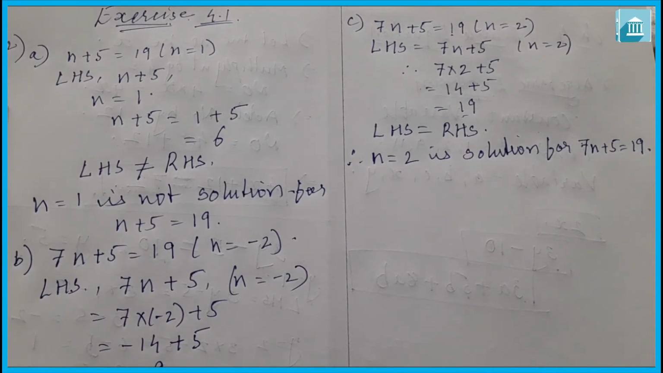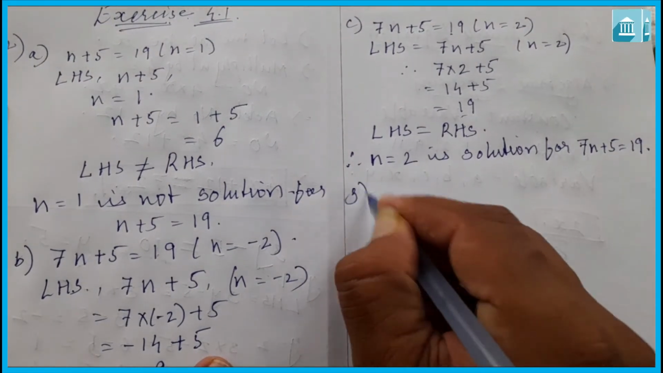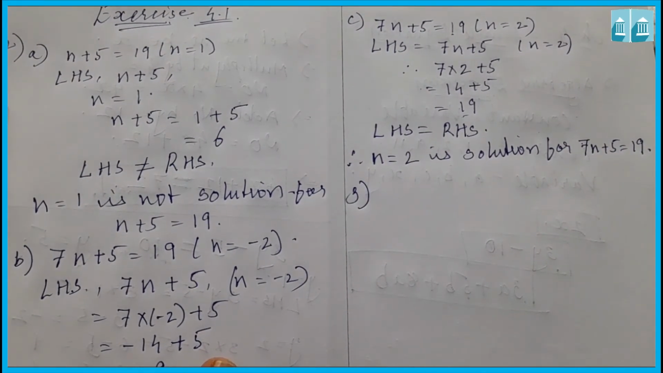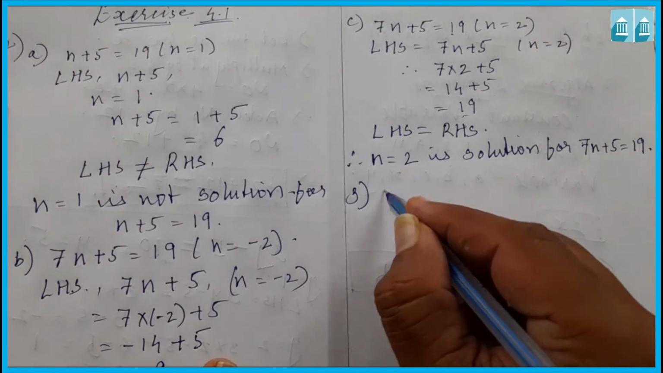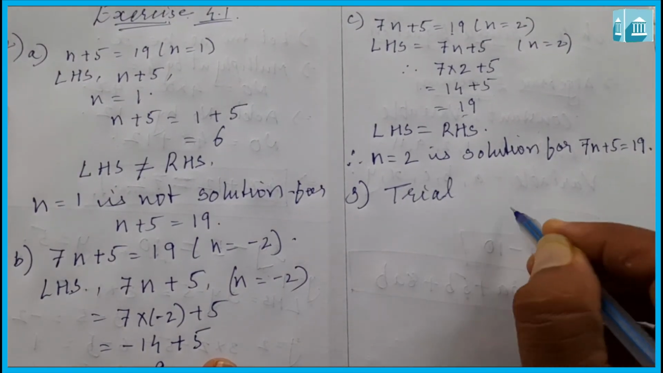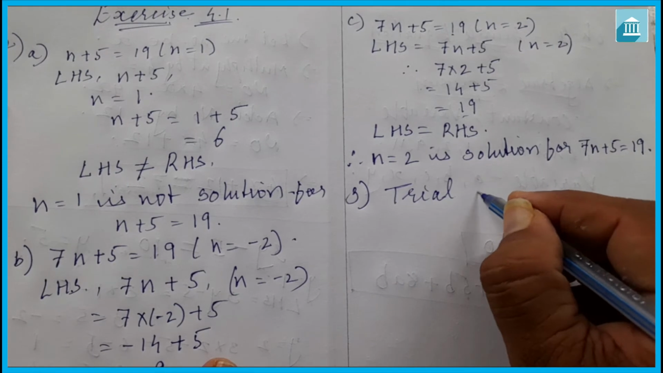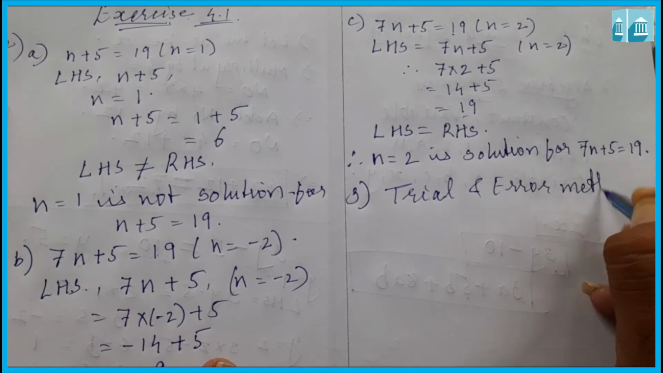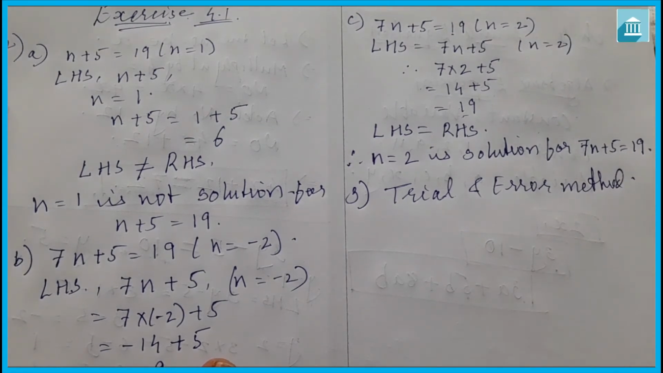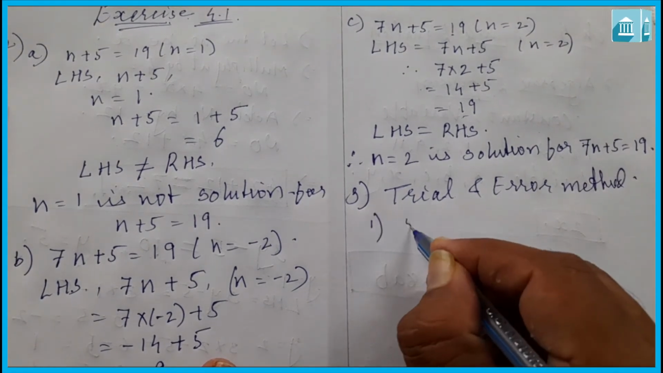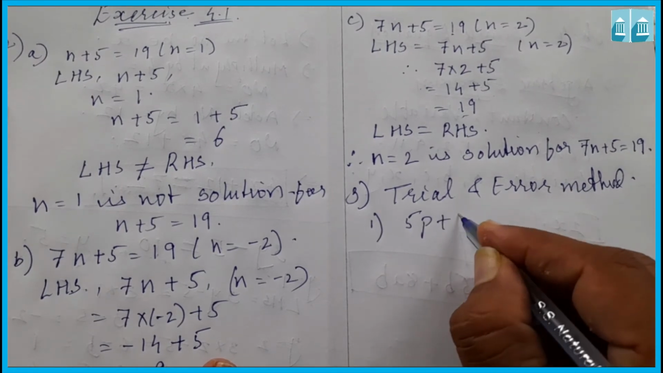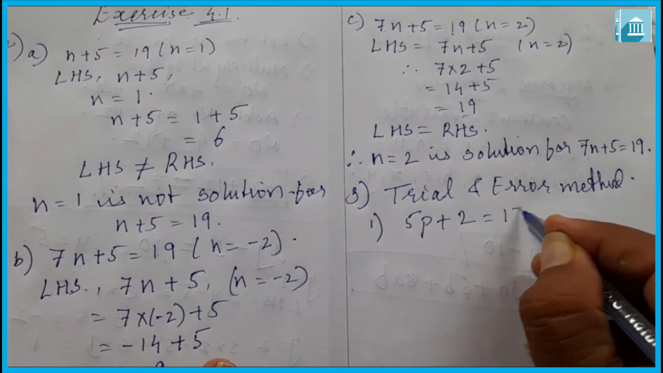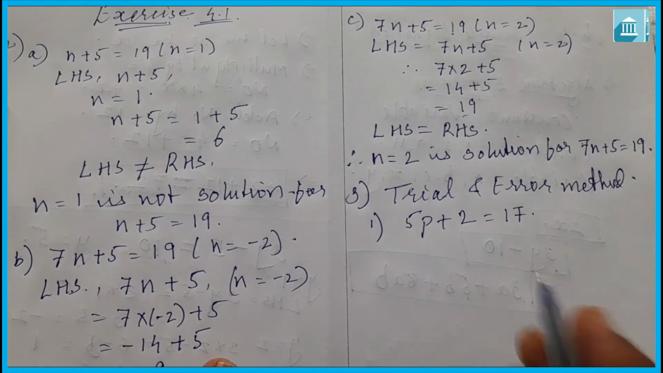Then let us see question number 3. Question number 3 says: solve the following equations by trial and error method. Just now we did that during the explanation. Here the expression is given. First, 5p plus 2 is equal to 17.